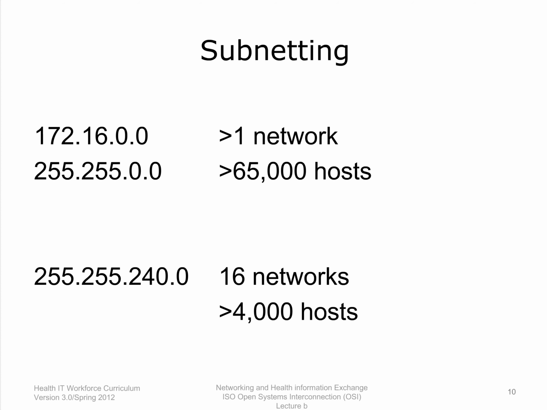We can take the one network and subdivide it, or subnet it, into more networks. We take some of the host bits, zeros, and change them to network bits, ones. If we have a new subnet mask of 255.255.240.0 and we apply it to that same address, 172.16.0.0, we can create 16 networks with 4,000 hosts on each network.